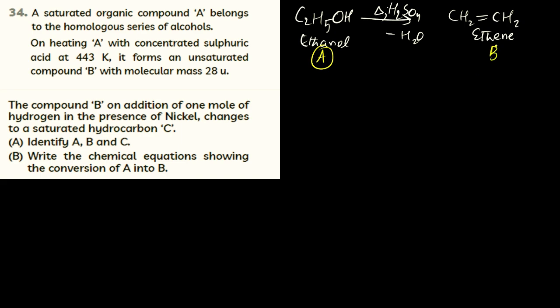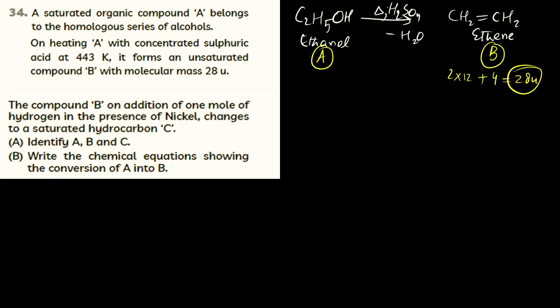On heating, it produces B. This one is B. Check out the molecular mass of ethene. It's 2 times the atomic mass of carbon plus 4 times hydrogen. So it's 28 units. Okay, so we are on the right track.